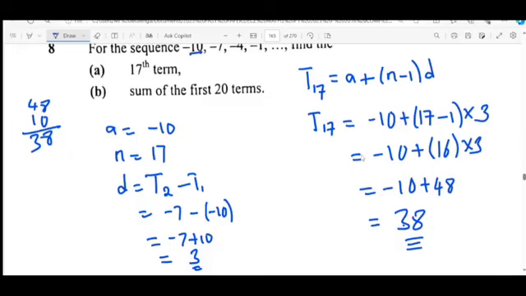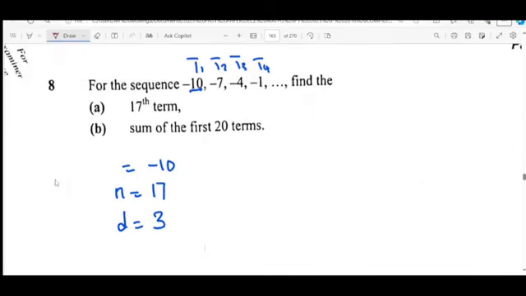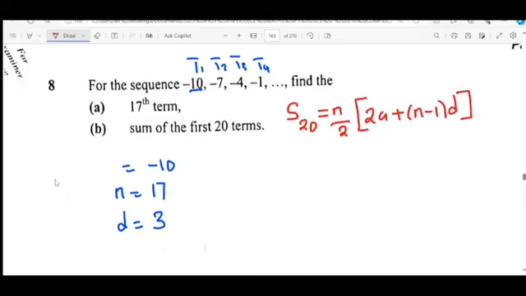Let us now move on to our question B. All right, so we now come to question B: find the sum of the first 20 terms. So we say the sum of the first 20 terms is equal to, formulas are very important, n over 2, this is the formula, open square bracket, 2a plus n minus 1, times d, close square bracket.